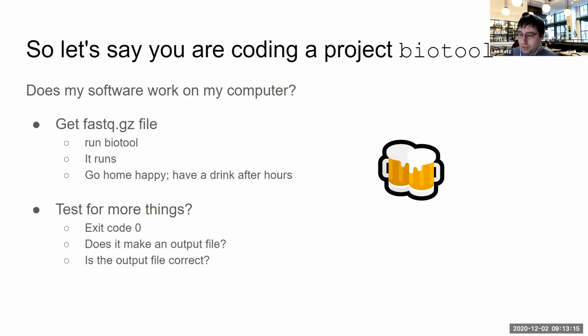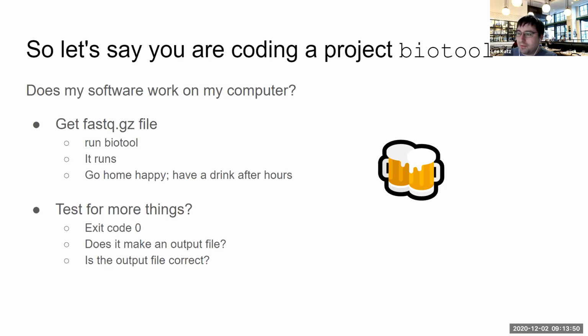So I'm going to go into those ideas just a little bit here. Let's say you're coding a project called BioTool. The question is, does it work on my computer? Well, let's get a fastq.gz file, run BioTool. Does it run? Okay, it runs, go home, be happy, have a few drinks. But if you want to be a little bit more sophisticated, sustainable, professional, maybe you want to test for a few things. Does it exit with an exit code of 0? Does it make the output file? Is the output file correct?